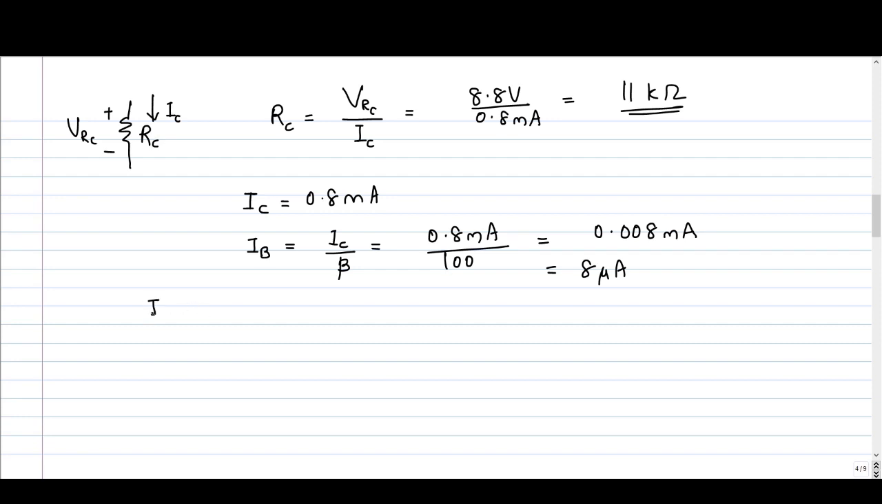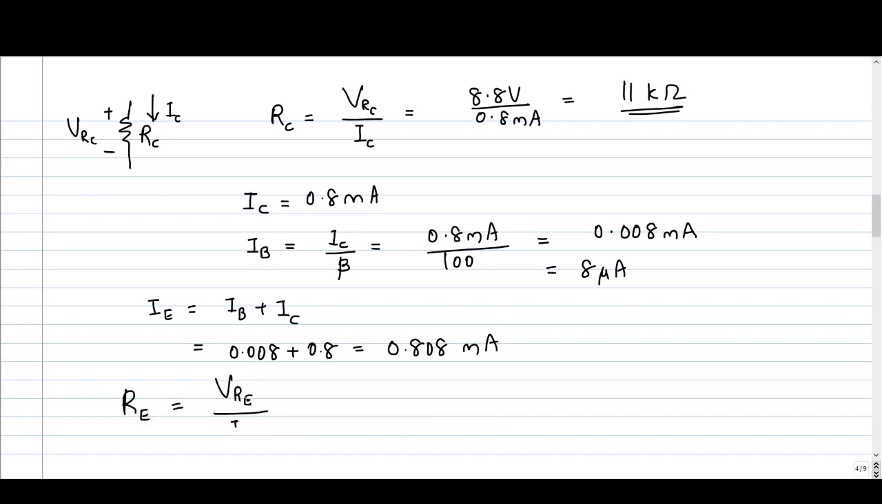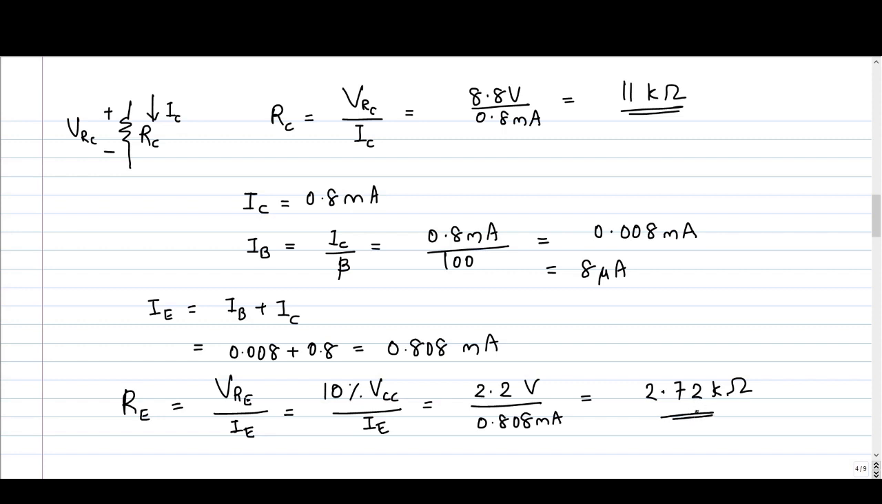Okay, so now you can calculate IE. IE is IB plus IC. So IB is 0.008 milliampere plus IC is 0.8 milliampere. So you'll get 0.808 milliampere. So what will be RE? RE is voltage drop across RE divided by current flowing through RE, that is IE. VRE is 10% of VCC divided by IE. 10% of VCC we have calculated, we got it as 2.2 volt divided by IE. IE is 0.808 milliampere. So you will get the value of RE. RE is around 2.72 kilo ohm. So you can check it. So we got both RC and RE.